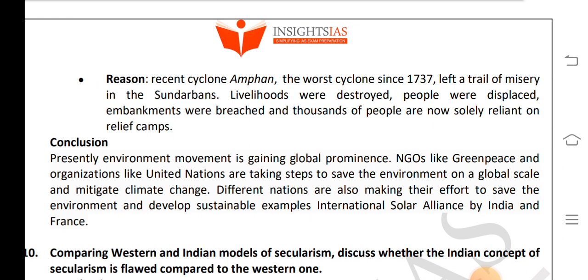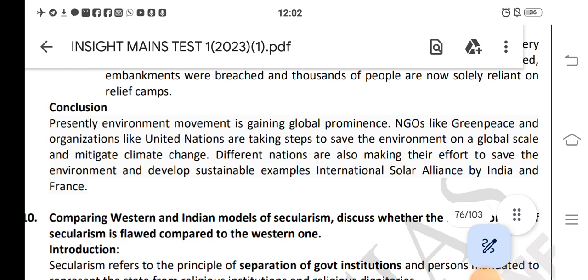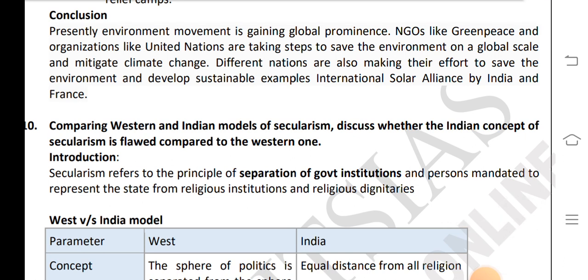Save the Sundarbans, year 2020, West Bengal region. Recent cyclone Amphan, the worst cyclone since 1737, left a trail of misery in the Sundarbans. Livelihoods were destroyed, people were displaced, embankments were breached, and thousands of people are now solely reliant on relief camps.